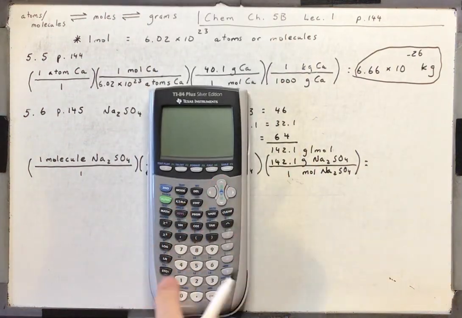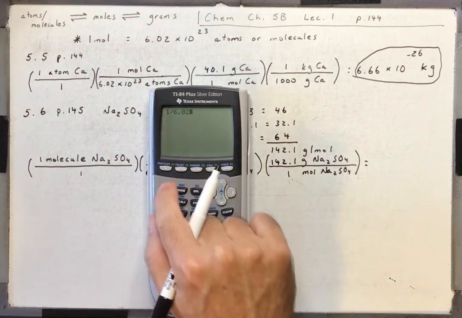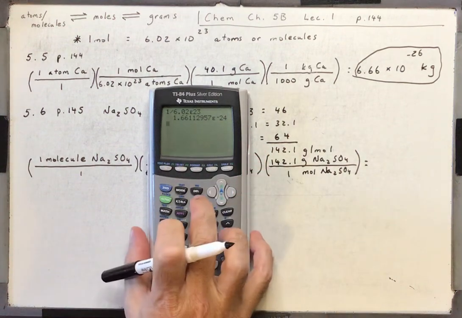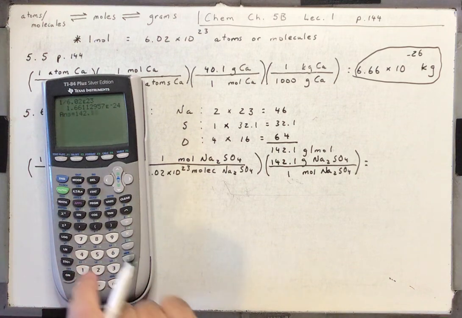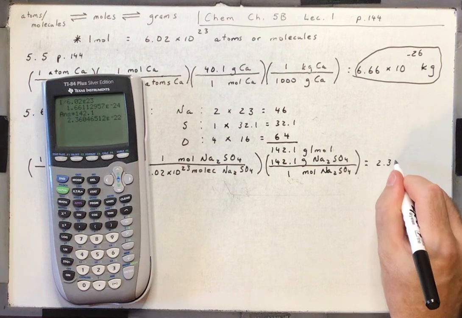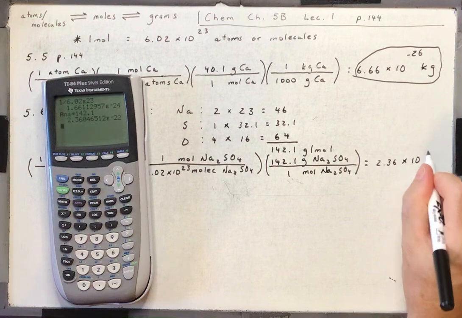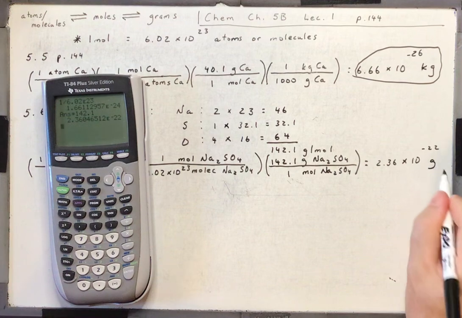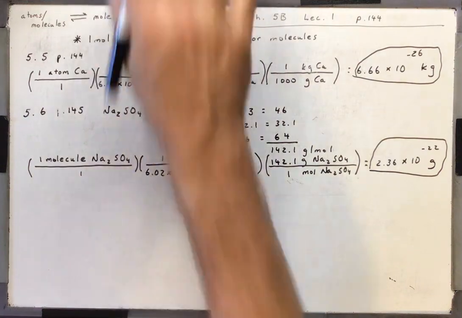All right, let's put this in our calculator. We've got 1 divided by 6.02 times 10 to the 23rd. We know that's going to be 1.66 times 10 to the minus 24th. And then times 142.1. We multiply because it's on top. That's 2.36 times 10 to the minus 22. And the unit is grams. All right, beautiful.